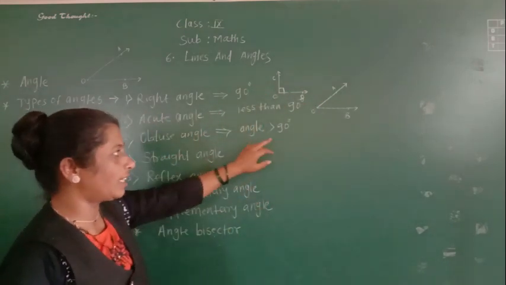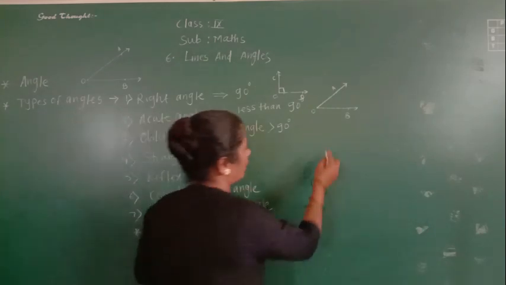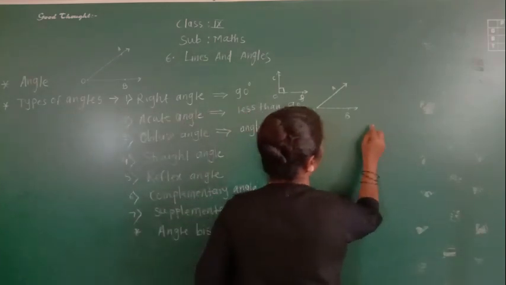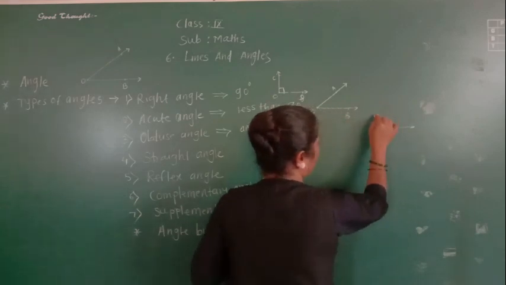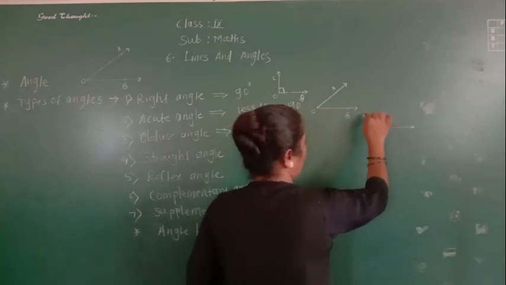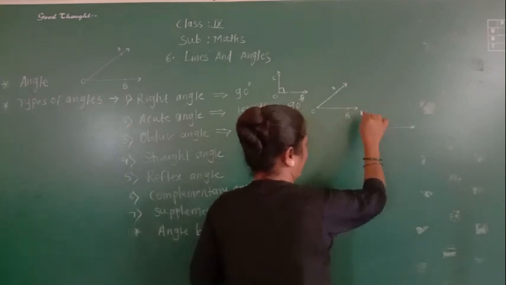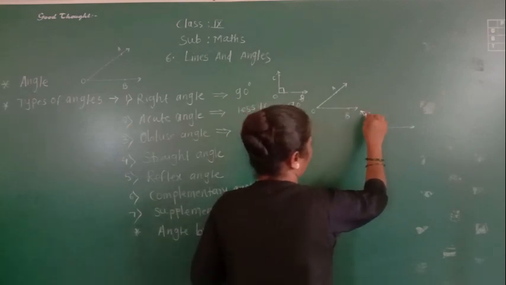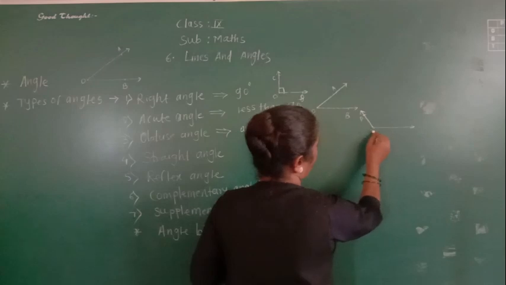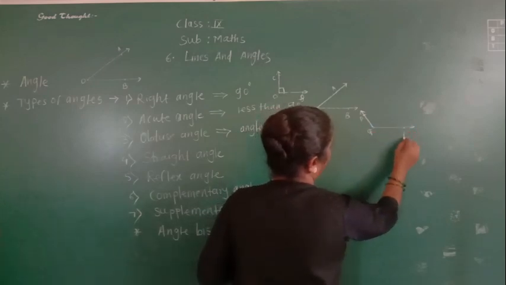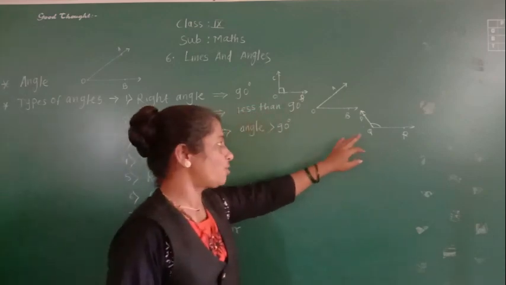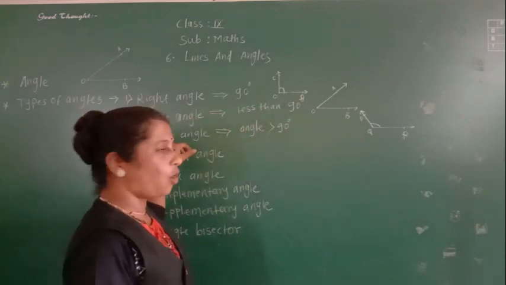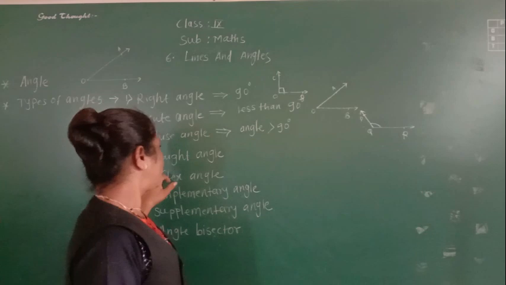Obtuse angle means an angle greater than 90 degrees, right? So for an angle greater than 90 degrees, your figure will come like this. So this is the 90 degrees, so it is greater than 90 degrees. Okay. So we can take PQR. PQR is greater than 90 degrees. So which angle is it? Obtuse angle.